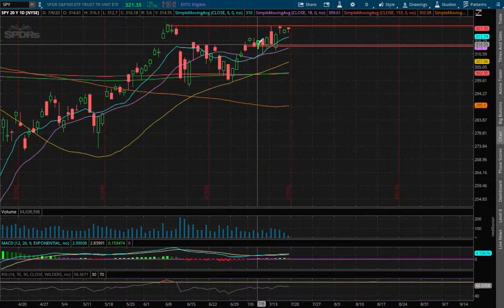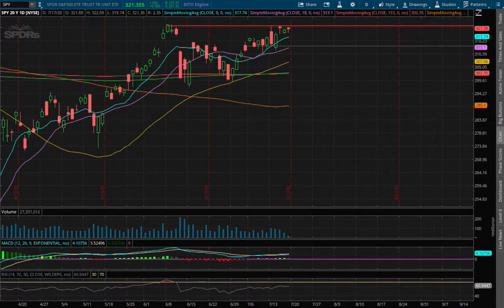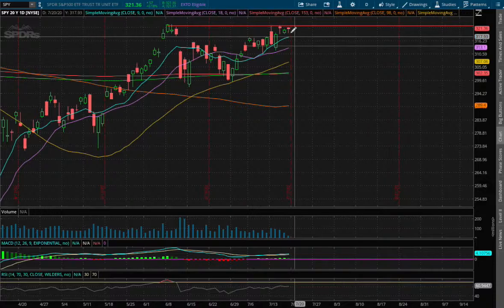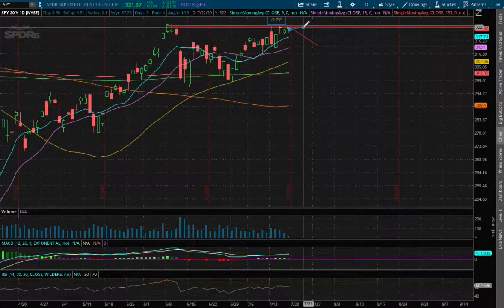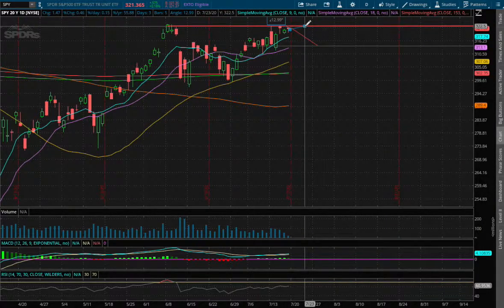And since we're above resistance, that now acts as our support. So if we do manage to head down lower, that price movement to the downside is roughly around 2.3%. And to the upside, that price movement is roughly around 40 basis points.